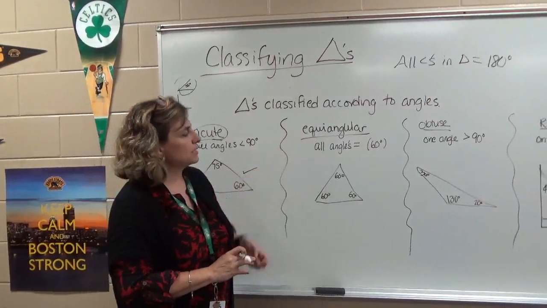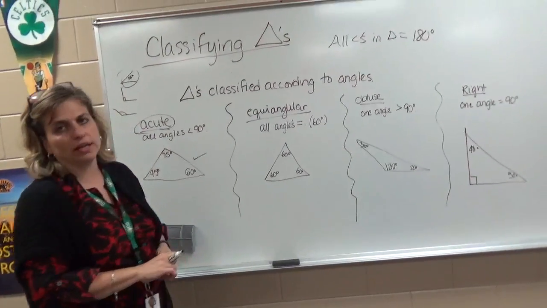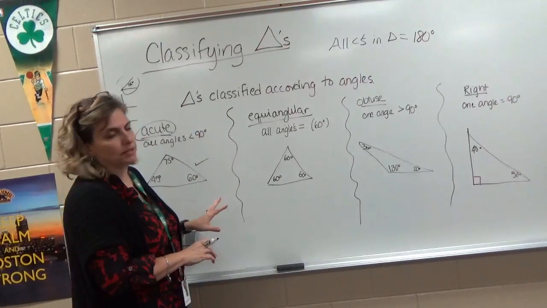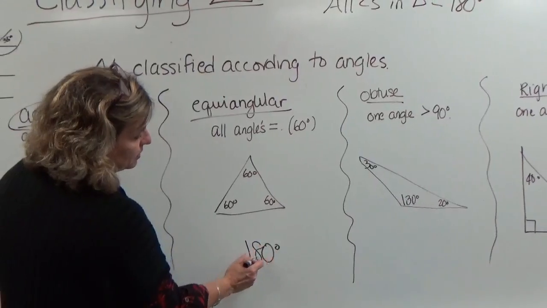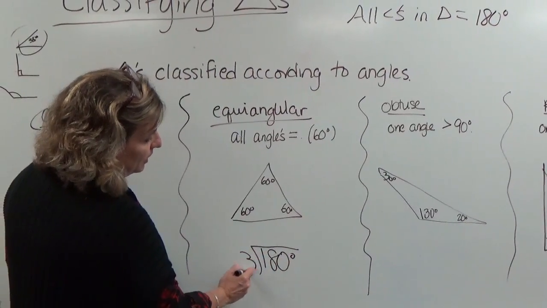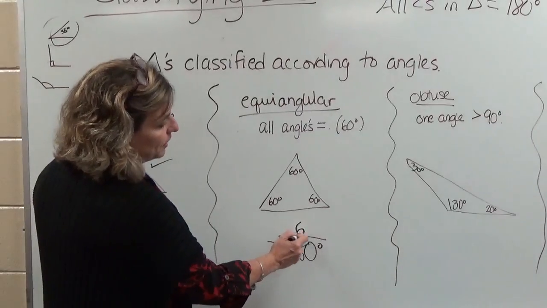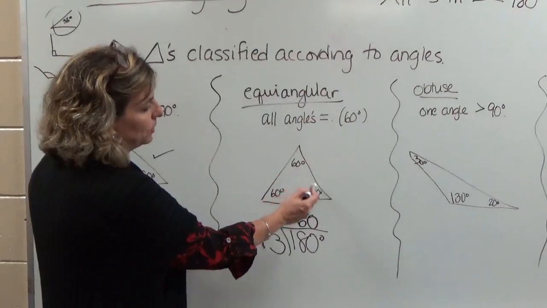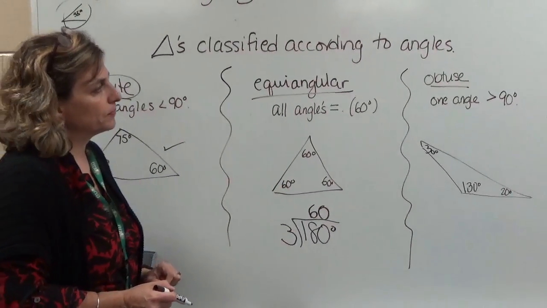There's a triangle called equiangular. Equiangular means that all angles are equal. The only way to figure out how much the angles are going to be if they're all equal is take the total amount of degrees in a triangle and divide it by 3, because there's always 3 angles in a triangle. When you divide 3 into 180, you get 60. If you notice in an equiangular triangle, all angles are 60 degrees.